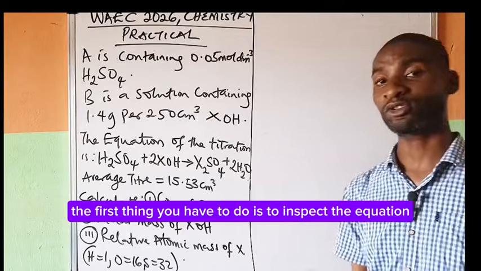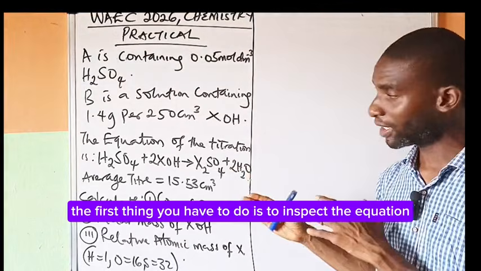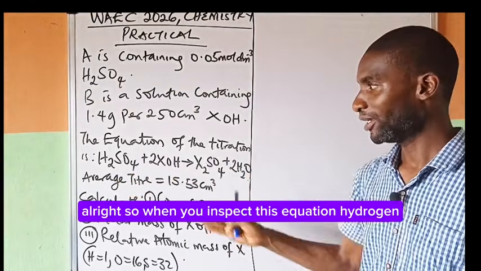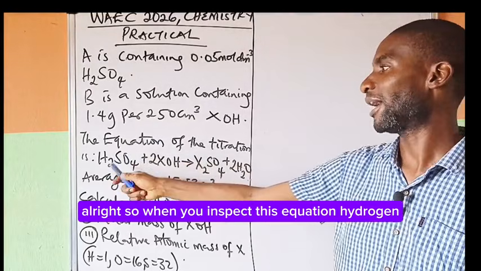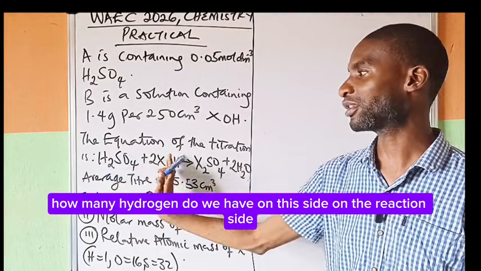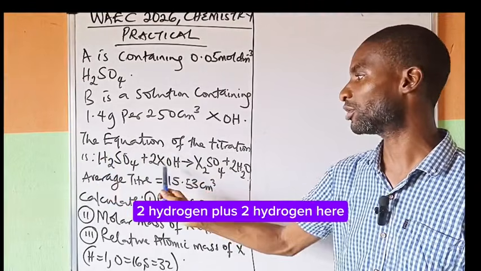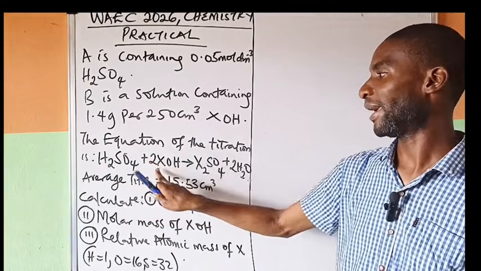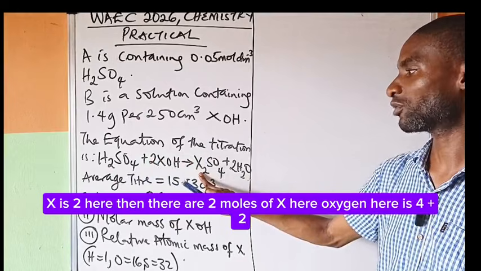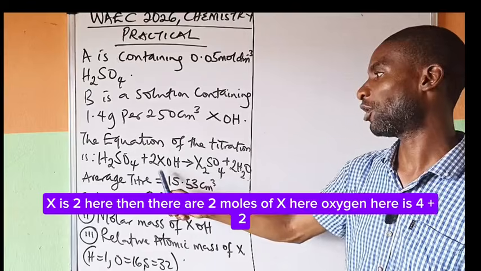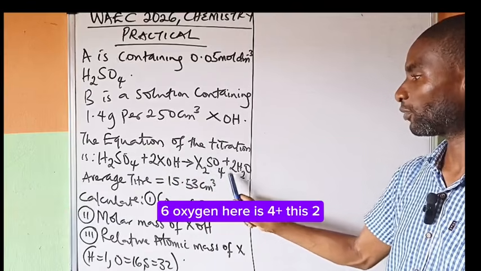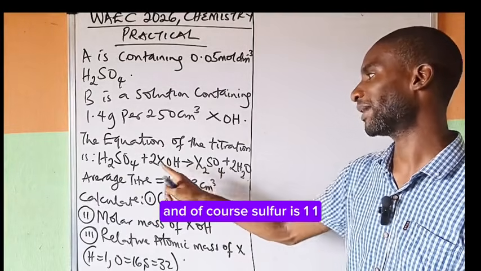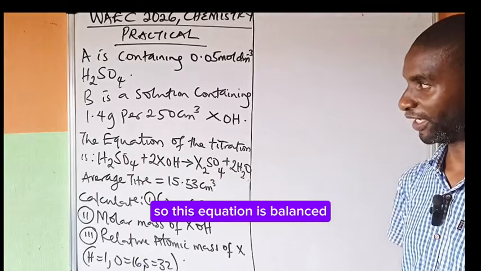The first thing you have to do is to inspect the equation and be sure that the equation is balanced. All right, so when you inspect this equation, hydrogen, how many hydrogen do we have on this side? On the reactant side, 2 hydrogen plus 2 hydrogen here, that is 4. And here we have 4 hydrogen. X is 2 here, then there are 2 moles of X here. Oxygen here is 4 plus 2, 6. Oxygen here is 4 plus these 2, that is 6. And of course, sulfur is 1, 1. So this equation is balanced.